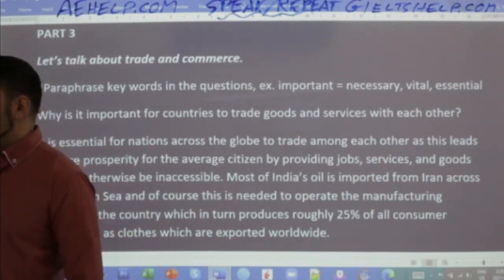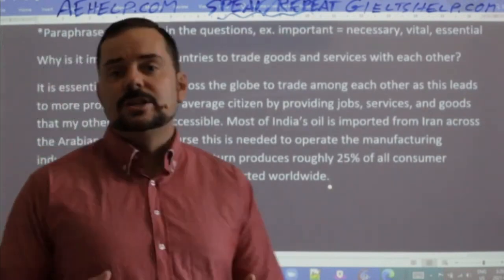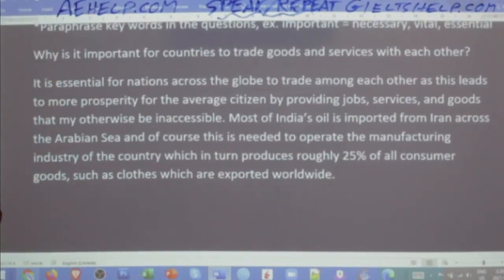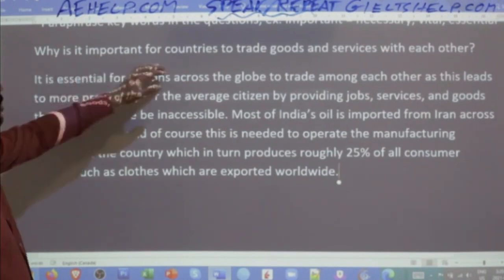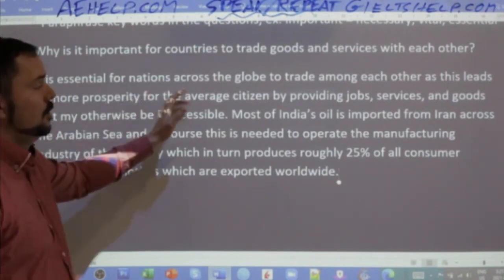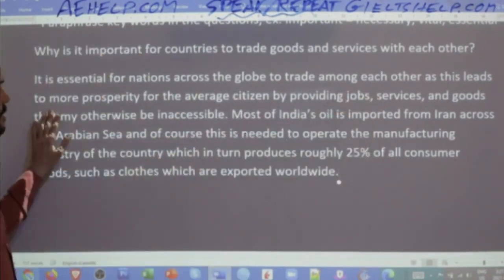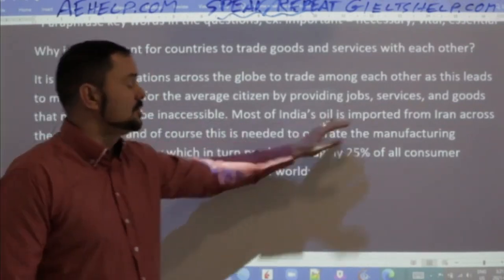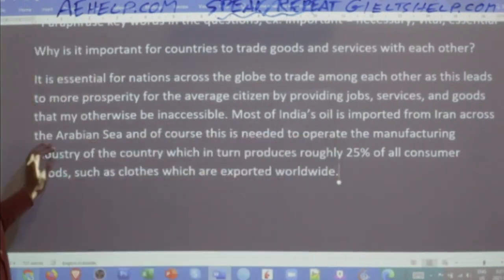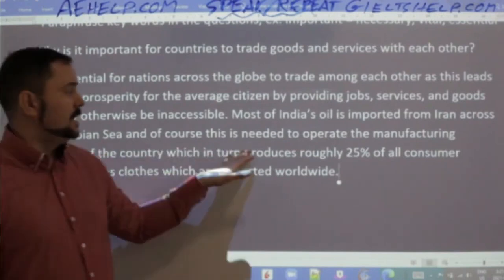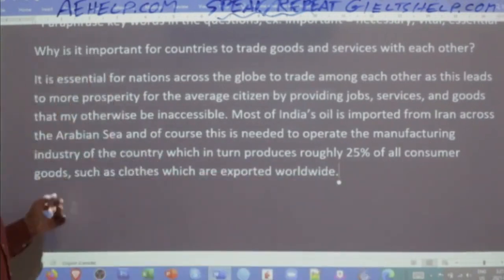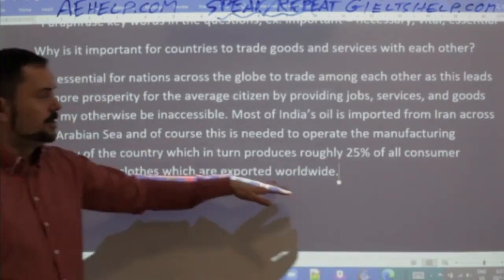So here we go. Yeah, very nice. Okay, and we want to make those connections to our part two response. So here we go, everyone. Why is it important for countries to trade goods and services with each other? Well, it's essential for nations across the globe to trade among each other, as this leads to more prosperity for the average citizen by providing jobs, services, and goods that may otherwise be inaccessible. Most of India's oil is imported from Iran across the Arabian Sea. And of course, this is needed to operate the manufacturing industry of the country, which in turn produces roughly 25% of all consumer goods, such as clothes, which are exported worldwide.